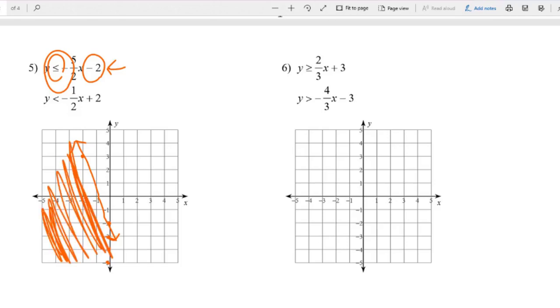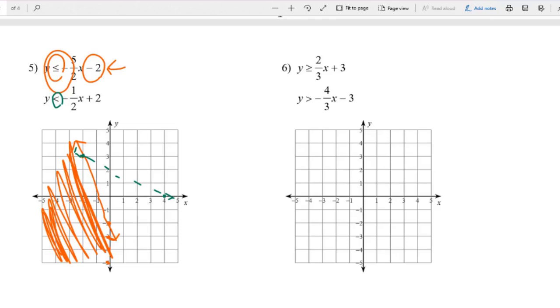Okay. So for our second inequality, we have y is less than -1/2 x plus 2. So we want 2 points, and I have (-2, 3) and (4, 0). So it is y is less than -1/2 x plus 2, so we have a dashed line. Remember, if we have less than or equal to or greater than or equal to, we have a solid line. If it's greater than or less than, we have a dashed line.